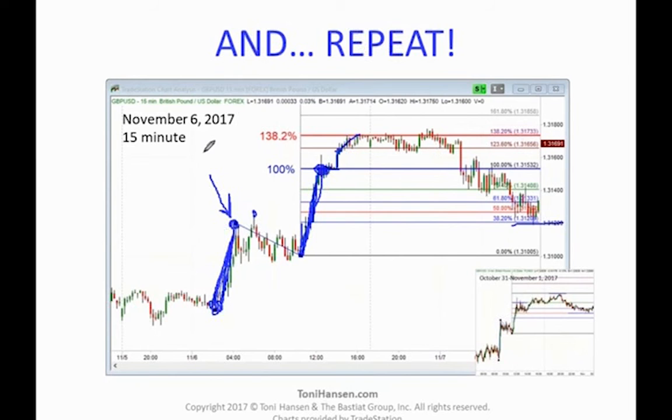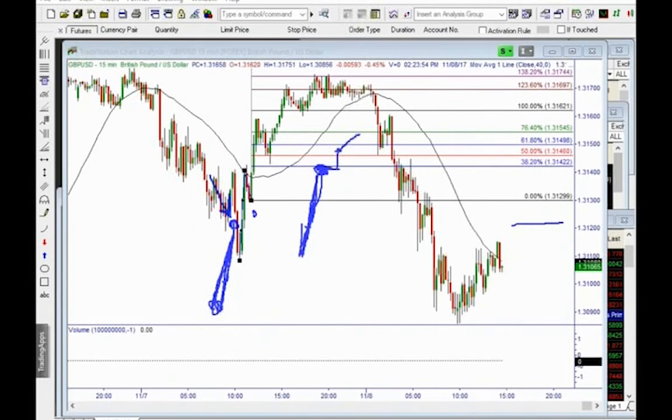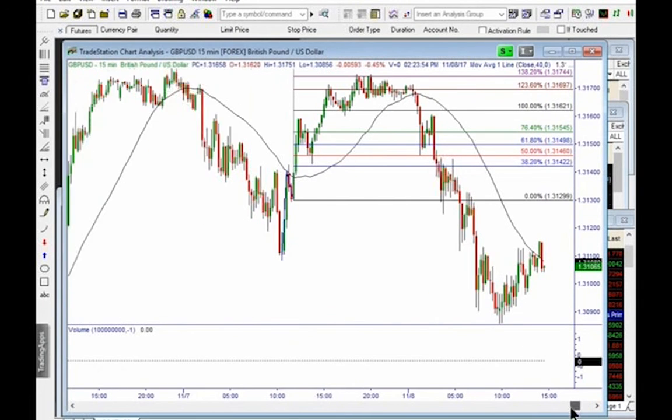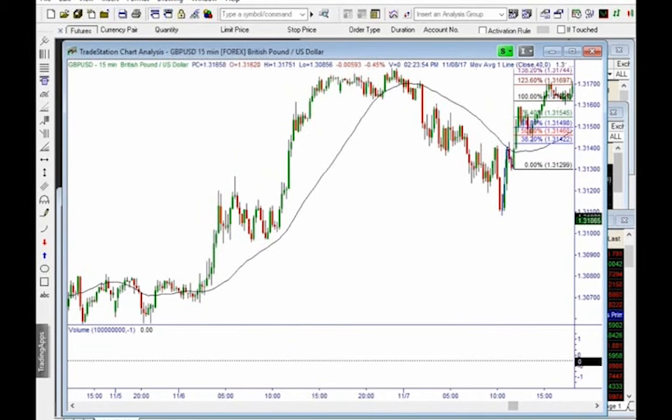And when we look at how some of these levels have continued to hold throughout the day, you'll notice that a lot of them really do continue to serve as support. Even when we go back to a couple of days ago here, this is the 15-minute.